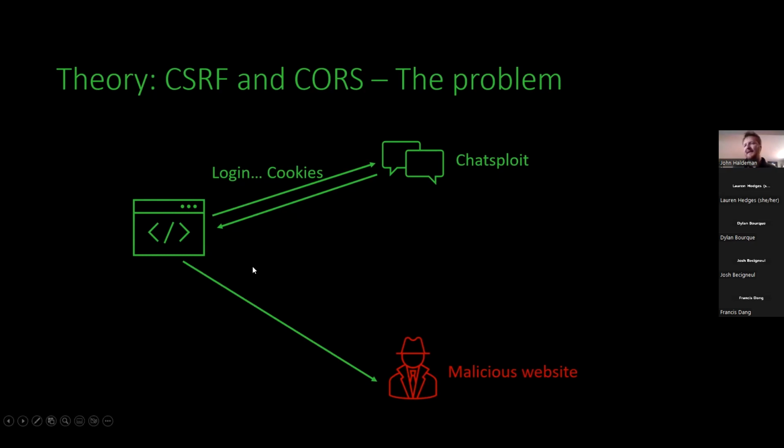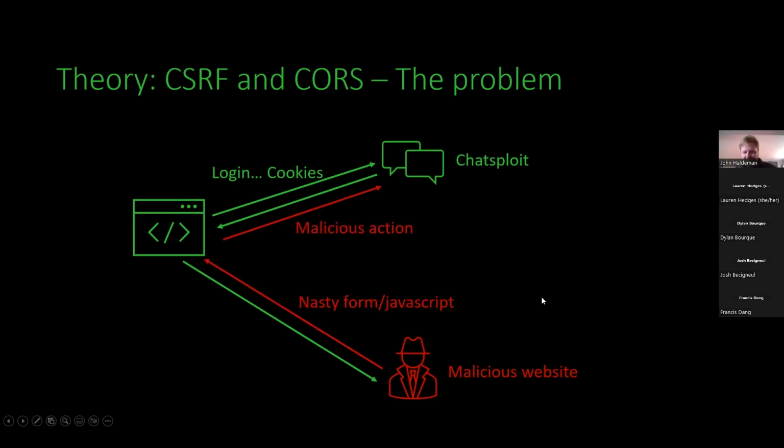Or just maybe they navigate away from Chatsploit, but their browser still has in memory a cookie related to Chatsploit. They go to a malicious website, a website that someone has set up in order to steal or cause mischief inside Chatsploit. So they go to a malicious website and download a nasty form or some JavaScript, and they perform a malicious action. How do they perform the malicious action on Chatsploit?